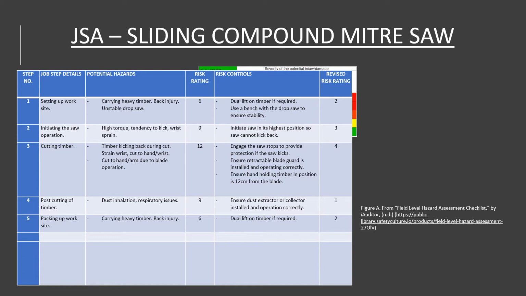Post-cutting of the timber. Hazards: dust inhalation, respiratory issues, risk rating of 9. Control: ensure dust extractor or collector is installed and operating correctly. Revised risk rating of 1. Packing up the worksite. Hazard: carrying heavy timber, back injury, risk rating of 6. Controls: a dual lift on timber if required. Revised risk rating of 2.